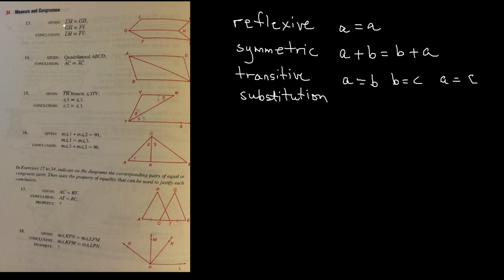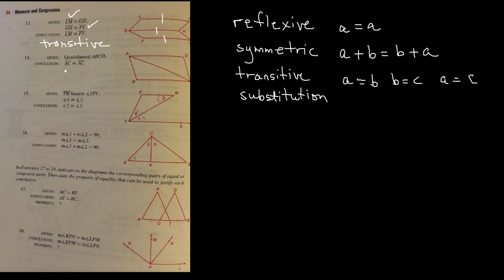Okay, so the first one is LM is congruent to GH. GH is congruent to FG. So what tells us if LM is congruent to this, and this is congruent to this, then the first one is congruent to the last one, and that's transitive. If A equals B and B equals C, then the first equals the last. So you would say the transitive property. So you just write transitive.